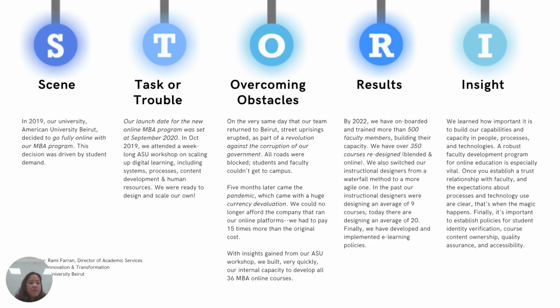However, on the very same day that their team returned to Beirut, street uprisings erupted as part of a revolution against the corruption of their government. All roads were blocked. Students and faculty couldn't get to campus. And 5 months later came the pandemic, which came with a huge currency devaluation. They could no longer afford the company that ran their online platforms. They had to pay 15 times more than the original cost.